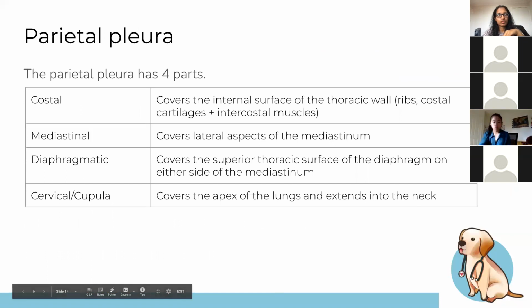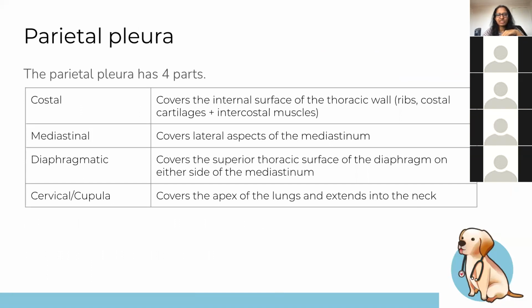So we're basically going to talk about the parietal pleura in a little bit more detail. Your visceral pleura isn't really talked about that much because it's basically a second skin on your lung. So it's mainly the parietal pleura that gets more attention. Your parietal pleura has four parts: costal, mediastinal, diaphragmatic, and cervical. So it's very similar to what we talked about with the lung surfaces as well.